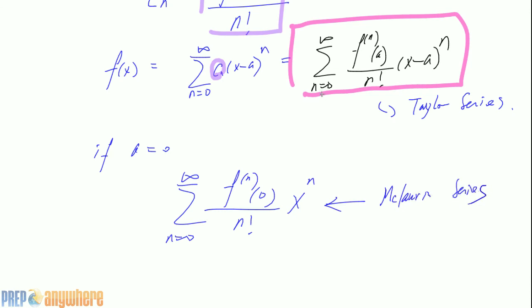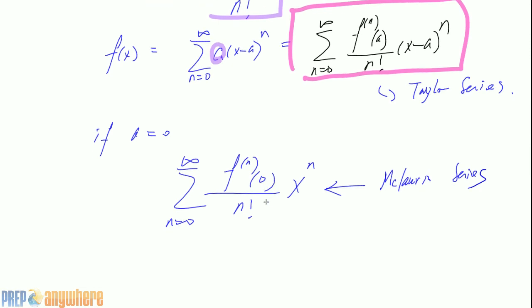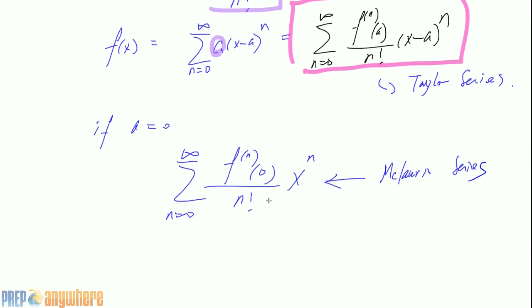Okay, so it's essentially a power series with a relationship. We found the relationship between the coefficients and the derivatives. So let's do some examples in which we can use this to our advantage.